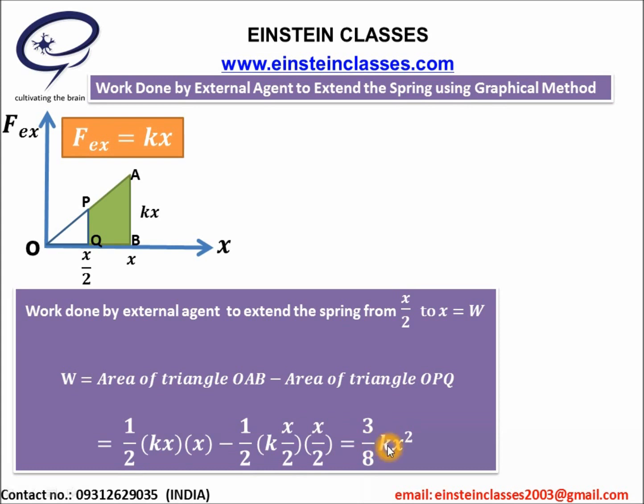There is another way to find the work done using the graphical method. You can take the area of this trapezium also. The area of the trapezium will give the same value, that will be 3 by 8 kx square.